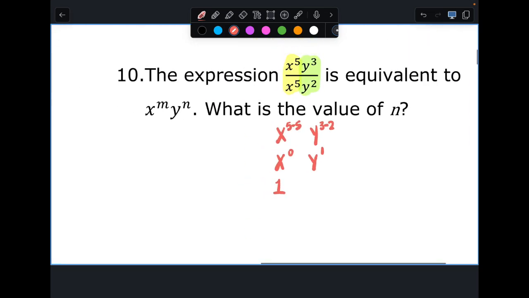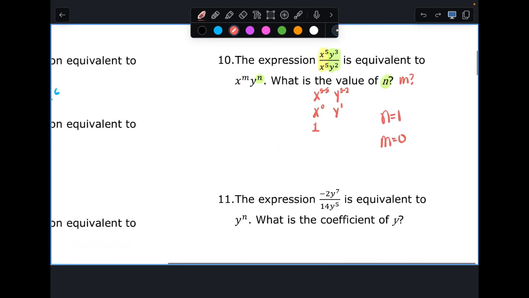Yep. But the second part of the question is asking us for n. n is the exponent on what variable? On the y. So n equals 1. If they ask you for m, you would say m is equal to 0, because the exponent on x is m, and the exponent on x is 0, right?